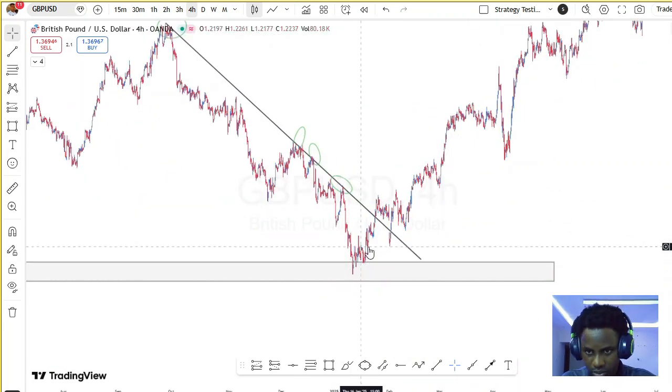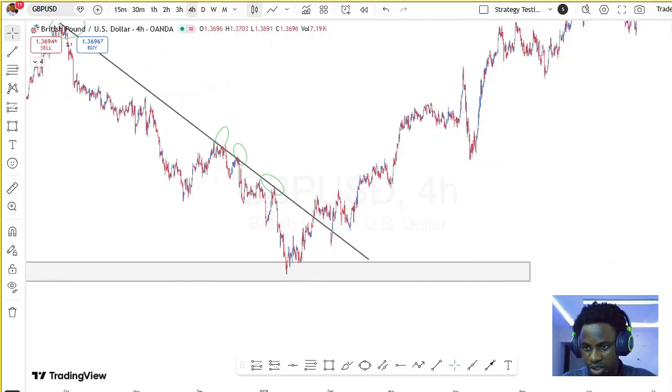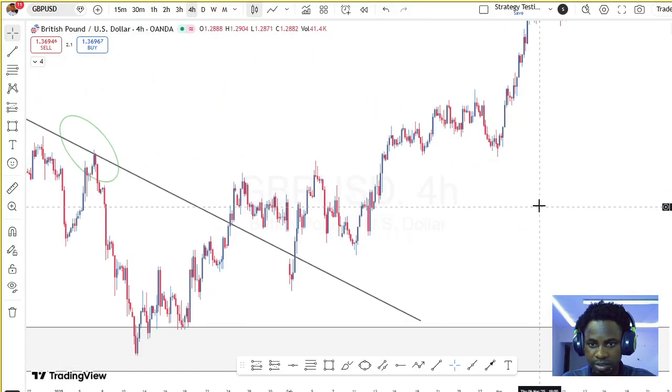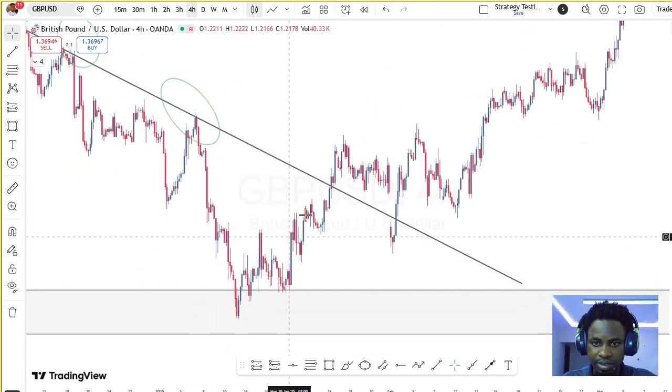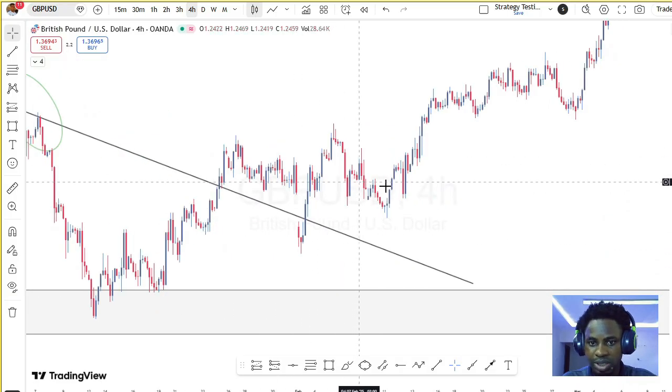So now, which is actually the fifth touch we're talking about on the trend line. You can see it if I zoom out here. You can see this was the fifth touch. What happened there? Price broke outside. You can see we have a series of candles breaking outside of it.